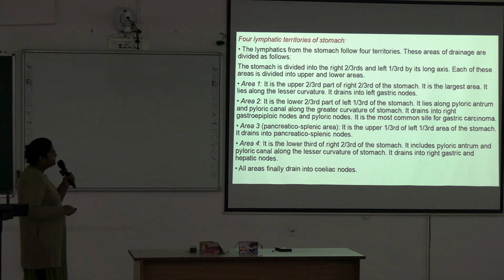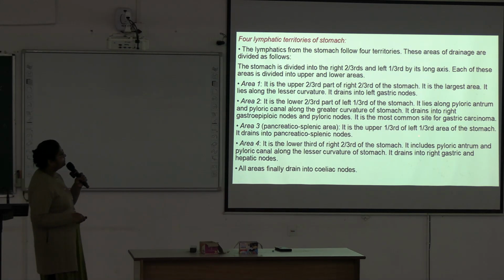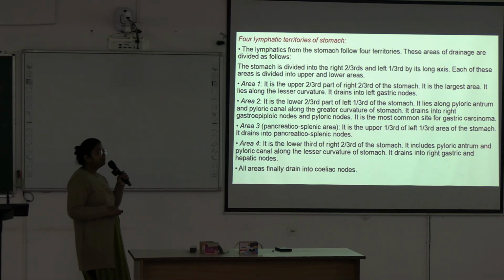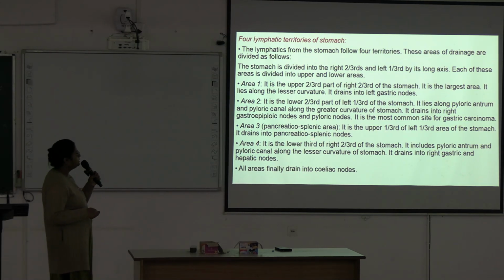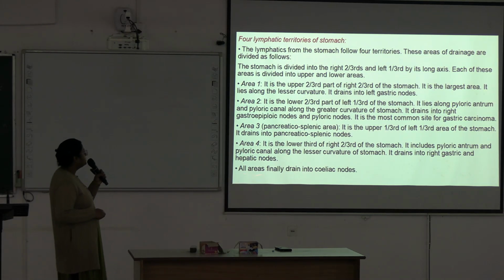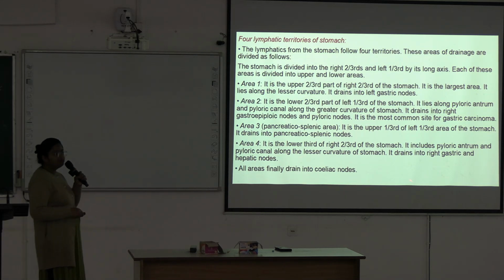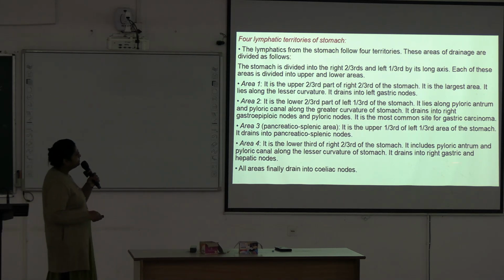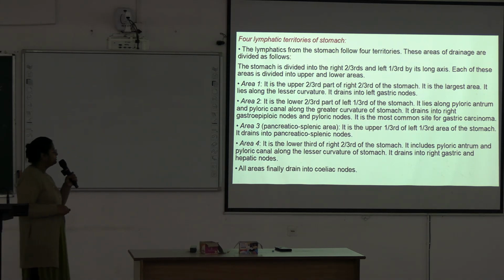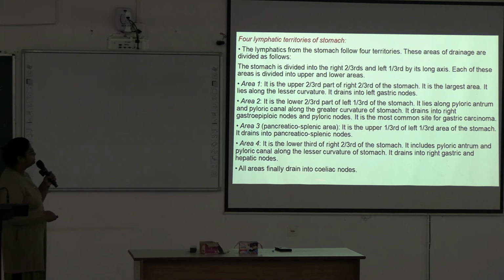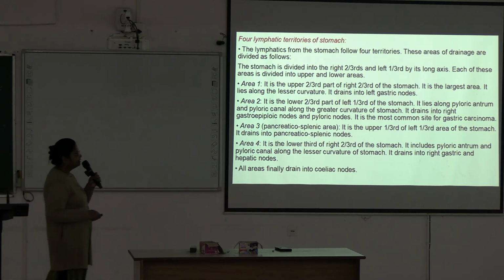Area 3 is the pancreatico-splenic area. It is the upper one third of the left one third area of the stomach. It drains into pancreatico-splenic nodes. And area 4 is the lower third of the right two third of the stomach. It includes the pyloric antrum and pyloric canal along the lesser curvature of the stomach, and it drains into right gastric and hepatic nodes. All are finally drained into celiac nodes. Okay, next.